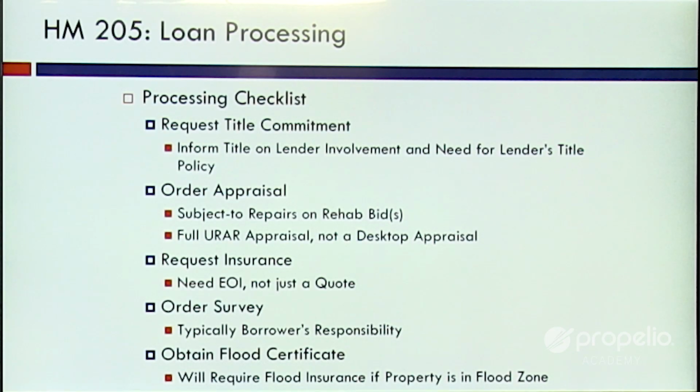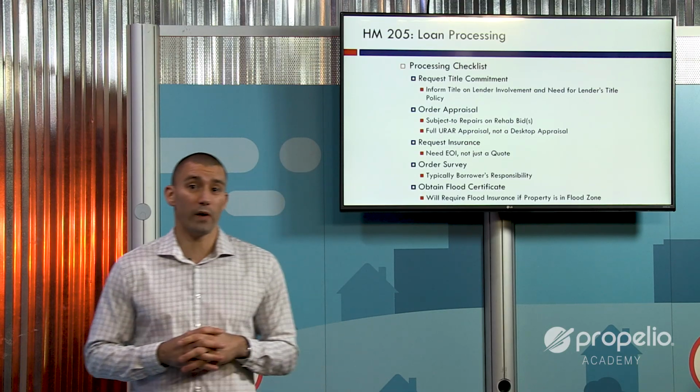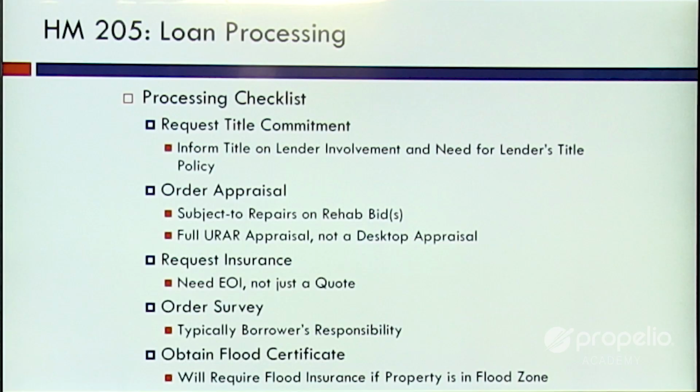Now we'll quickly go through the processing checklist. This is what's going to happen with the flow of the deal through processing once you've submitted everything to your lender. They are going to send a title commitment request to the title company. This is going to inform title that they are the lender on the transaction and they need to start working on obtaining the lender's title policy.